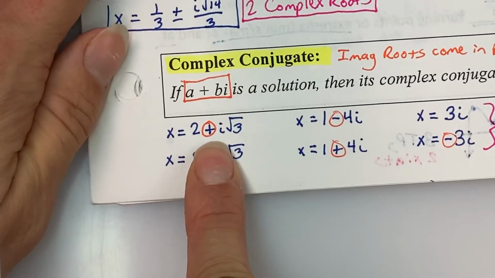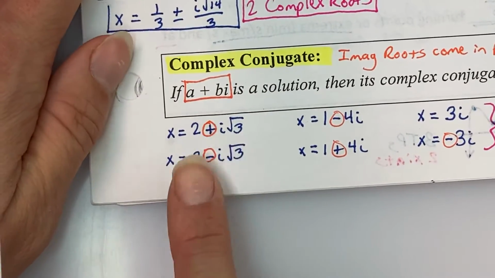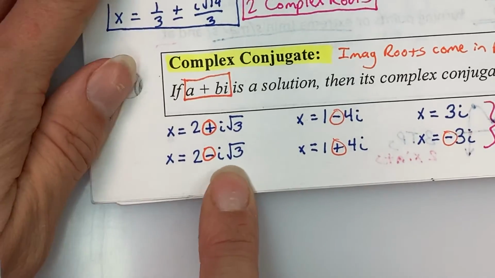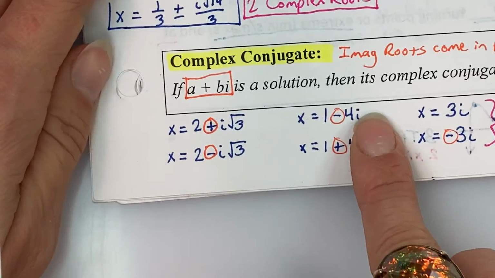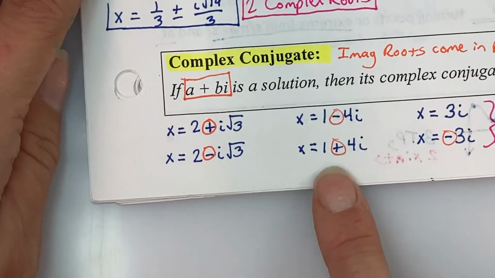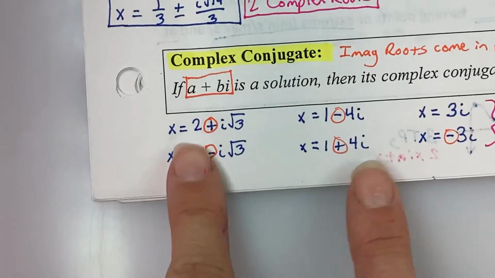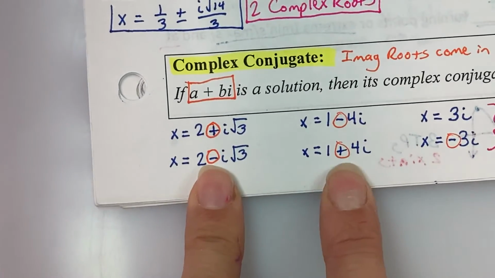So if 2 plus i rad 3 is a root, 2 minus i rad 3 is a root. If 1 minus 4i is a root, then its conjugate, 1 plus 4i, is a root. So notice that it's the sign in front of the imaginary part that's changing.